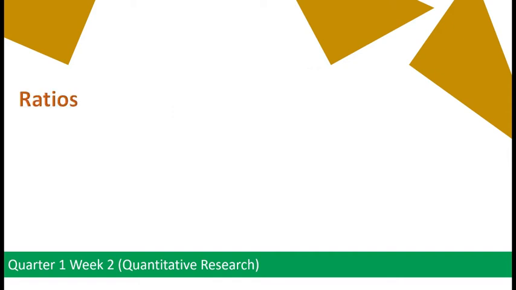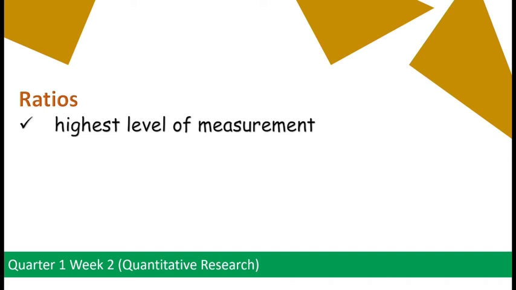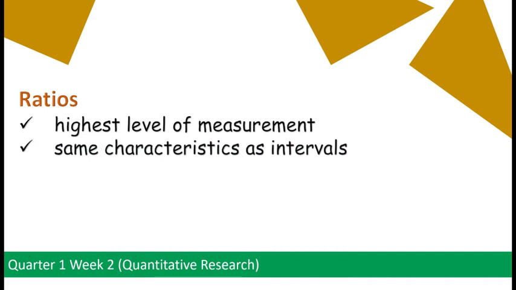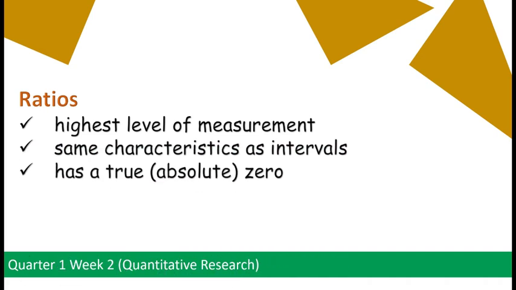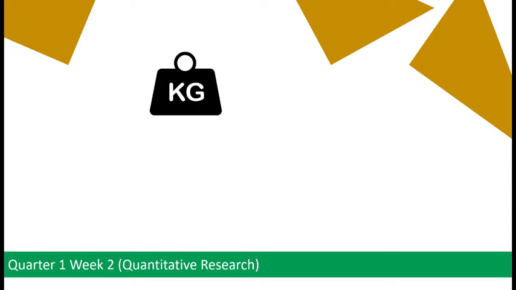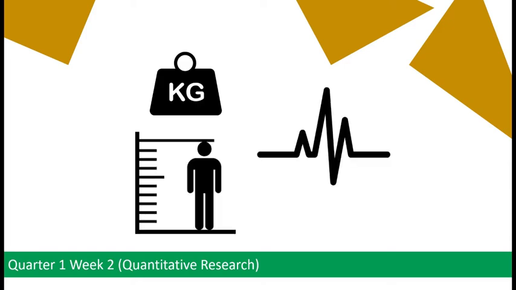The ratio is the highest level of measurement. It has all the properties of the interval and it also has a clear definition of zero. Both the differences and duration of two values are meaningful and there is always an absolute zero that is also meaningful. Examples of ratios would include weight, height, and pulse rate.